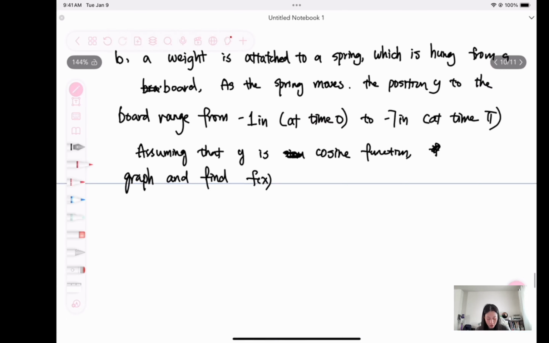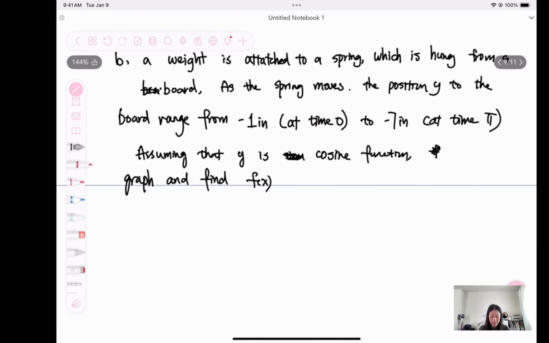Okay, here's the second question. A weight is attached to a spring, which is hung from a ball, and the spring moves, and the position y of the ball ranges from negative 1 inches at time 0 to negative 7 inches at time pi, assuming that y is a cosine function. First of all, they tell you that this is going to be a cosine function, and they want you to graph the function and also find f(x), the equation.